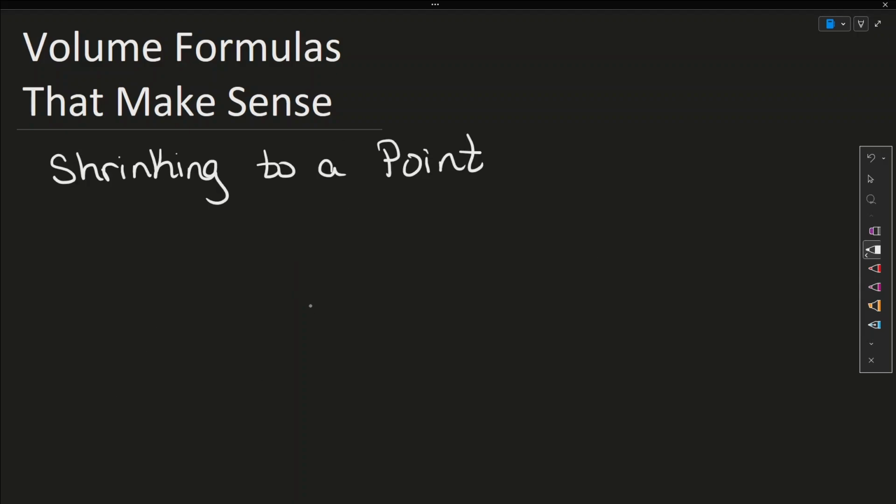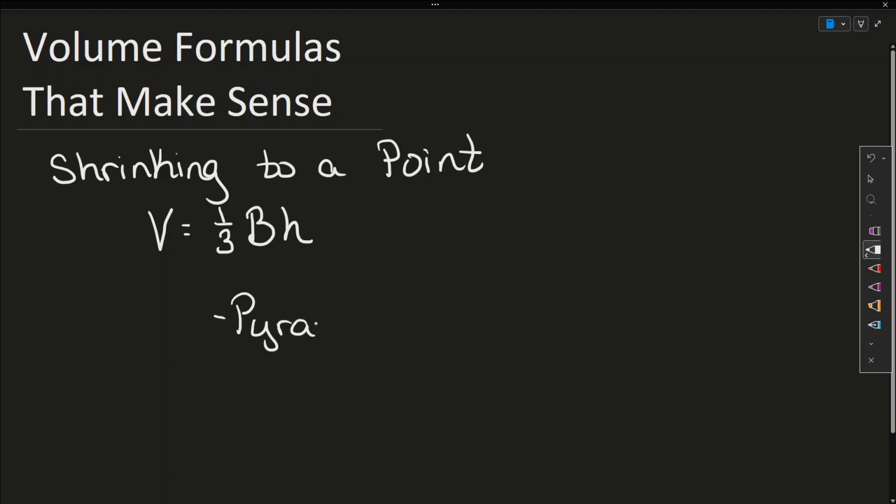The second idea is shrinking to a point. For pyramids and cones, the solid narrows as it rises. So even if the base area and height match a prism or a cylinder, the volume will be smaller. In fact, for these, our volume is going to be 1/3 base times height. And this is going to work for pyramids as well as for cones.